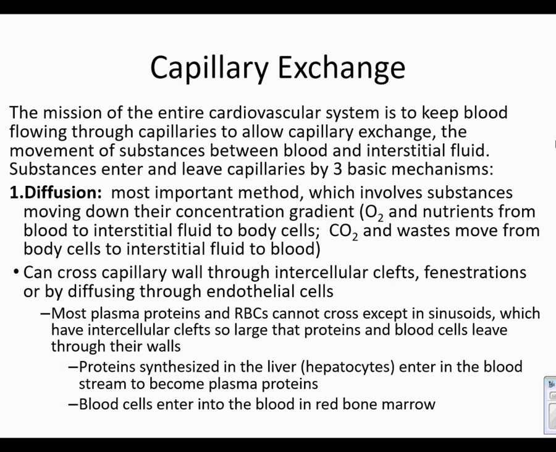Those sinusoids, like I was just saying, have such large holes, basically looks like Swiss cheese, that the red blood cells that are formed, white blood cells that are formed, platelets that are formed, even the plasma proteins that we make in our liver can directly enter or exit our bloodstream. And that's what you can see there on the bottom of that page, which are the leakiest of our capillaries. But we don't find those in very many places. Really just our red bone marrow, our liver, and our spleen.